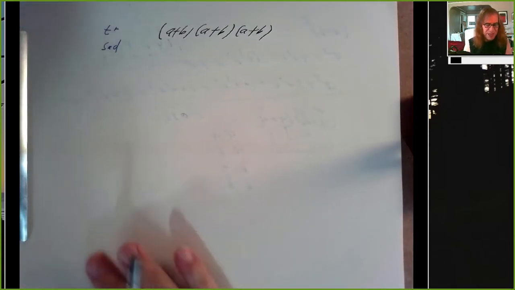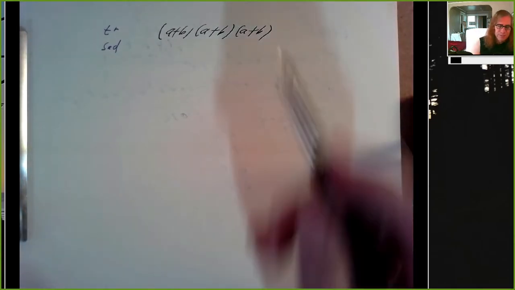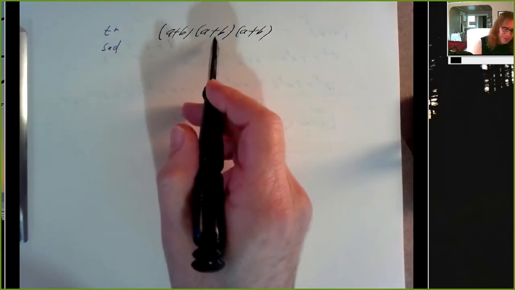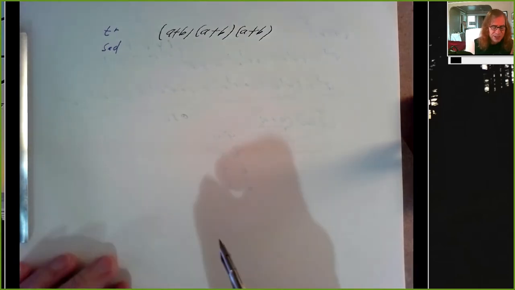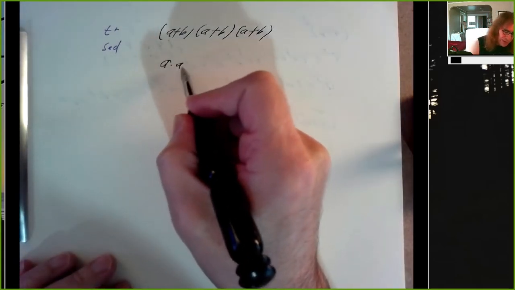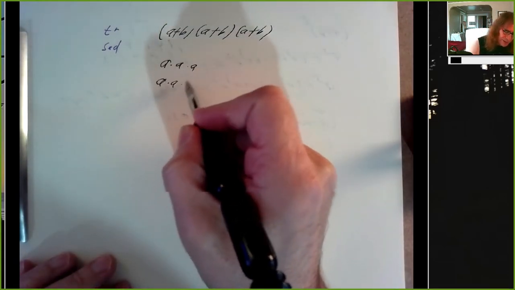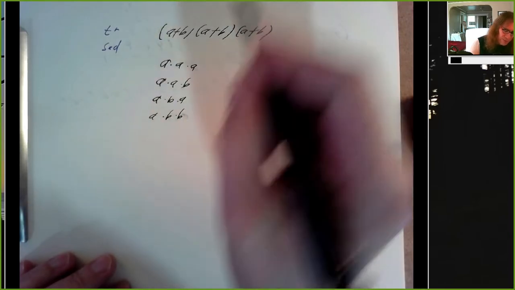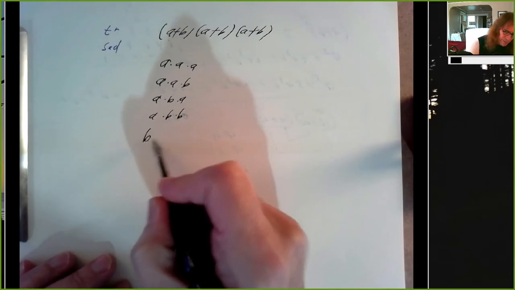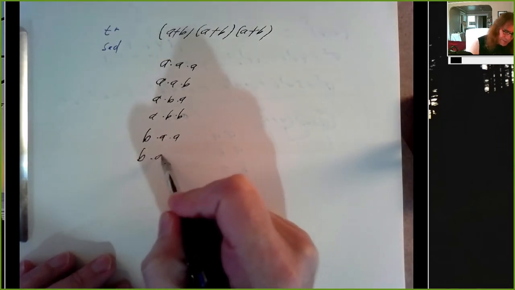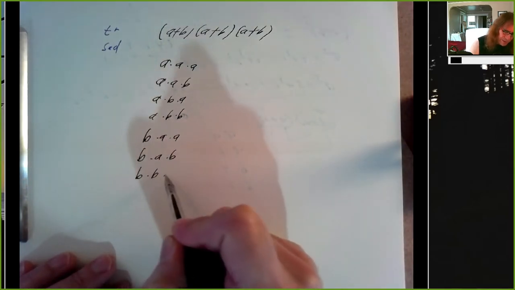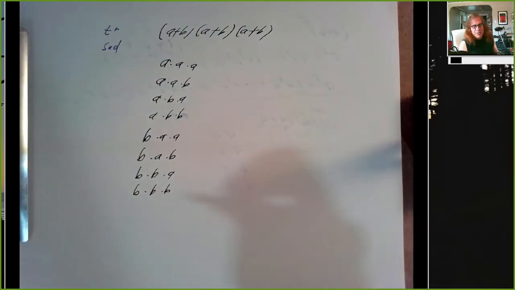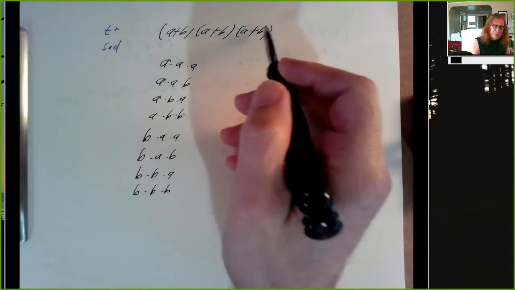And we're going to get eight terms in our product. We basically get all the combinations of picking something from here, something from here, something from here, and combining them together. For example, we could do A times A times A, A times A times B, A times B times A, A times B times B, B times A times A, B times A times B, B times B times A, and B times B times B. Those are all the combinations that we'll get when we multiply these out.